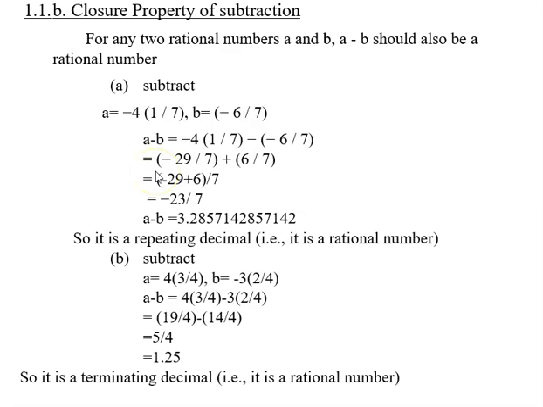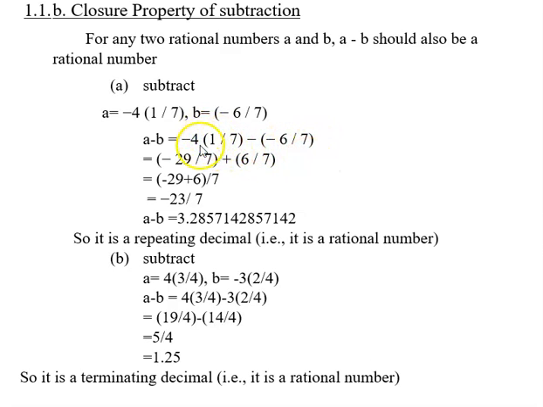The second property is the closure property of subtraction. For any two rational numbers a and b, a minus b should also be a rational number. We'll consider two rational numbers a, that is negative 4 1 over 7, and b, negative 6 over 7. To check the closure property of subtraction, we have to subtract these two rational numbers. So I am subtracting a minus b: negative 4 1 over 7 minus negative 6 over 7.